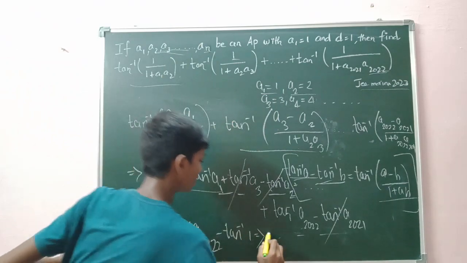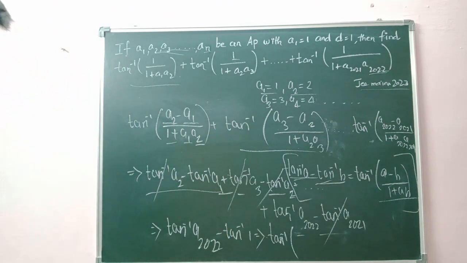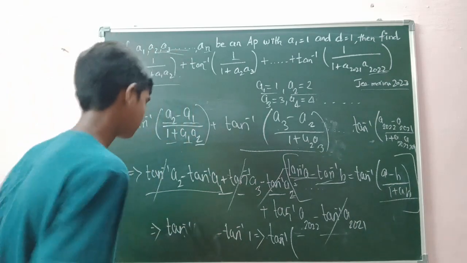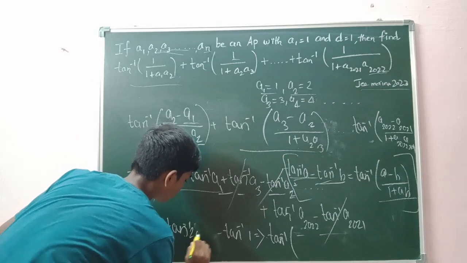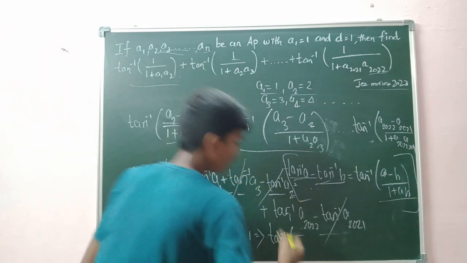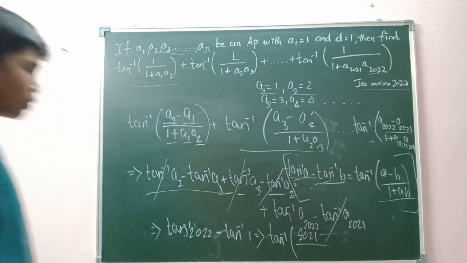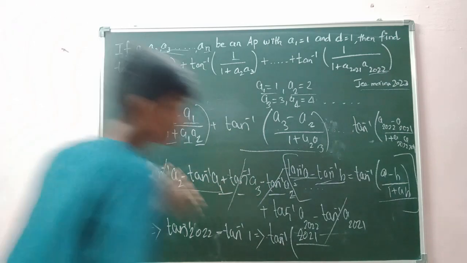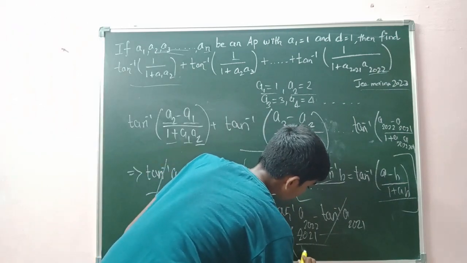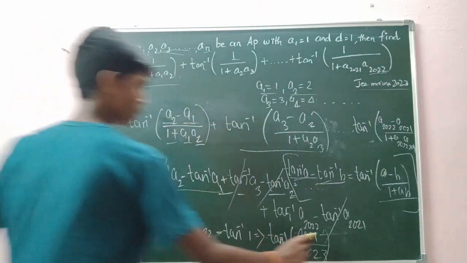So this gives us tan inverse of a2022 minus 1. So what will be a2022? It will be 2022 only. So now tan inverse of 2022 minus tan inverse of 1 will be tan inverse of (A minus B), that is 2022 minus 1, which is 2021, divided by 1 plus AB. So 1 plus 2022 into 1, so 1 plus 2022, that is 2023. So that's the answer for this particular question.